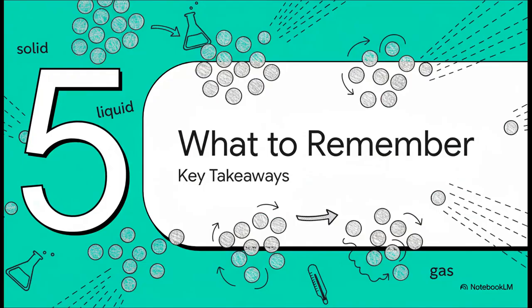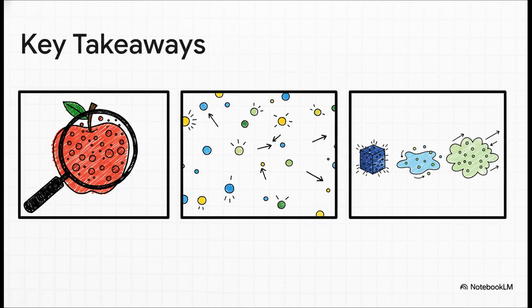All right, let's do a quick wrap-up. What are the big ideas you should really remember from all this? It really boils down to three key things. Number 1, all matter, everything, is made of tiny particles. Number 2, those particles are always in motion. They never stop. And number 3, the amount of space between them and the way they move is what makes something a solid, a liquid, or a gas. It's so simple, but it explains so much about our world.